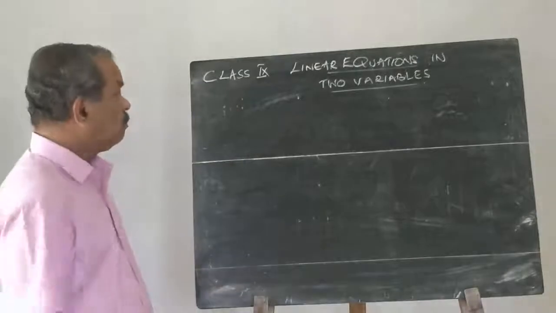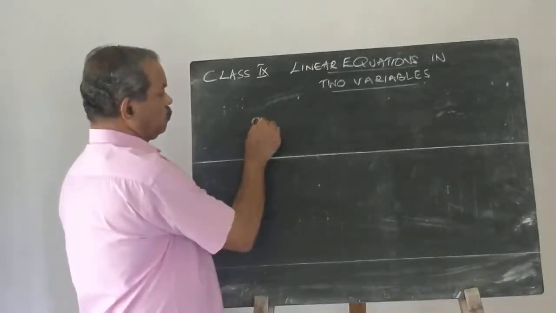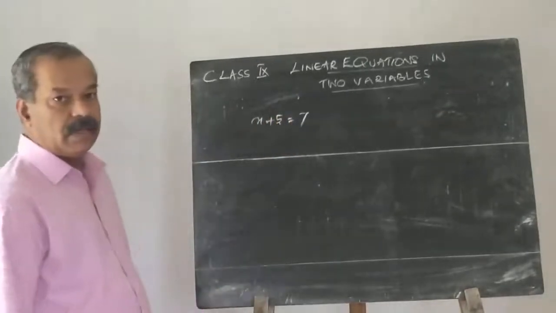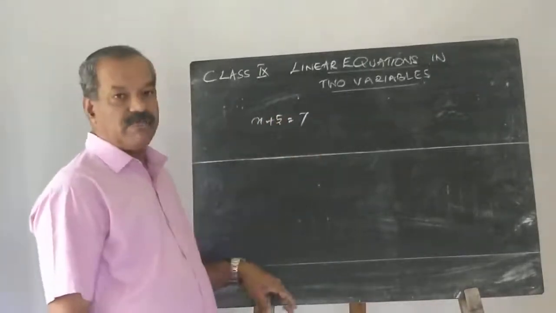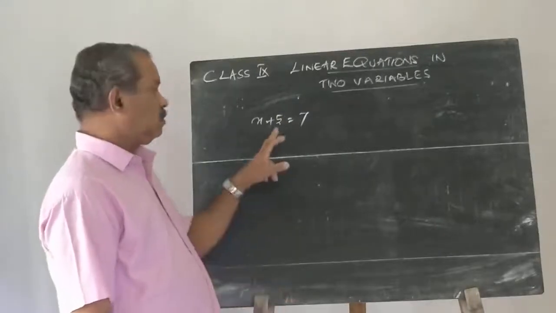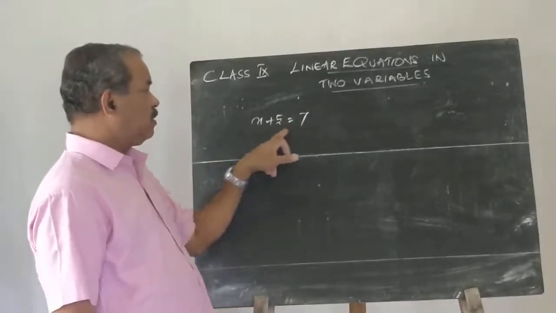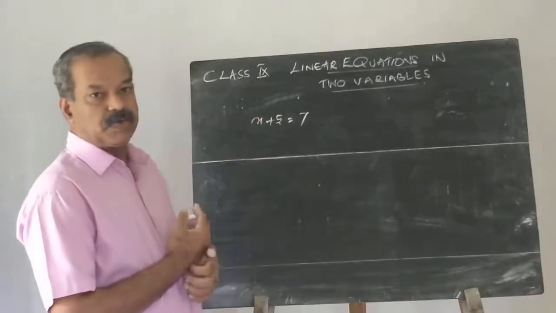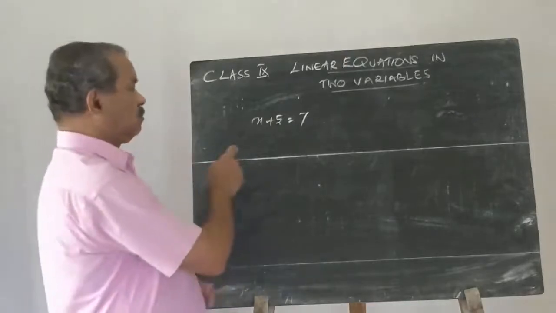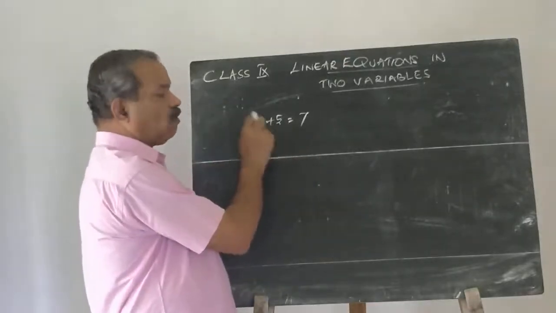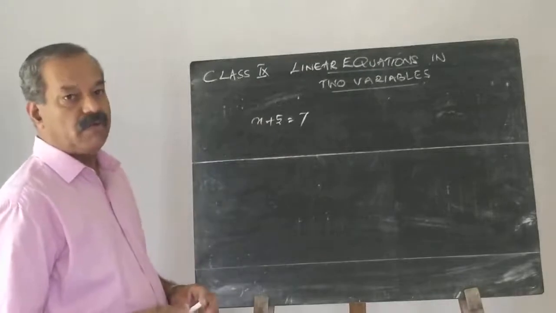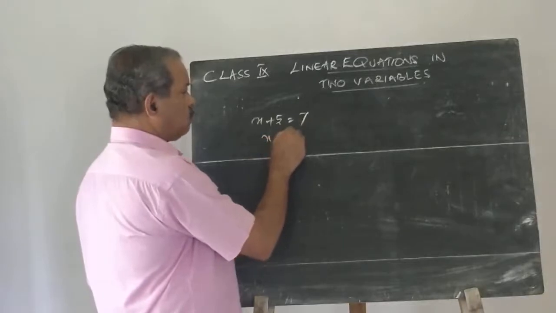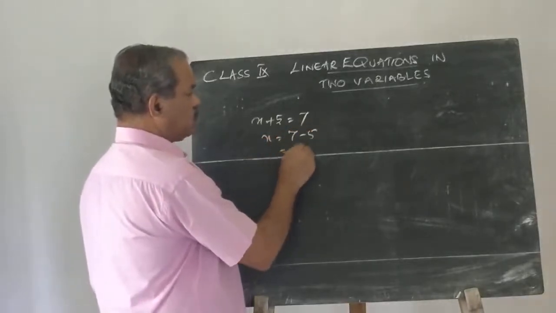For example, x plus 5 is equal to 7 is a linear equation in one variable. Why? Because here we have only one variable in the equation, x, and its exponent or degree is 1. So, equations of this form are called linear equations in one variable. How can you solve this? x equal to 7 minus 5 is equal to 2.